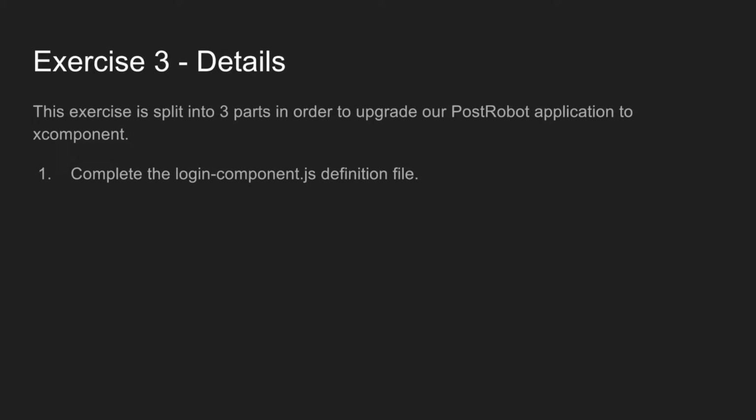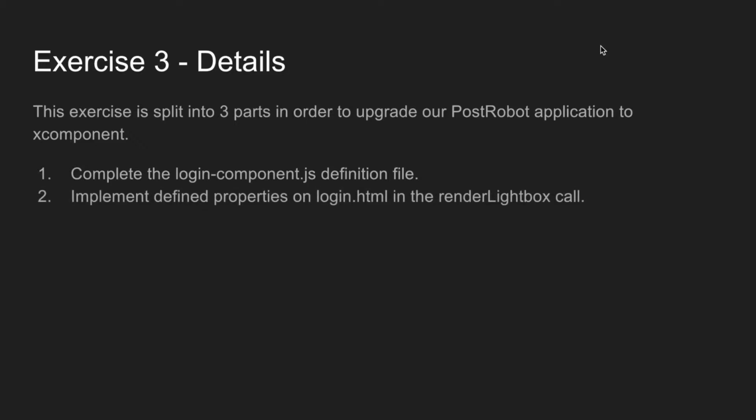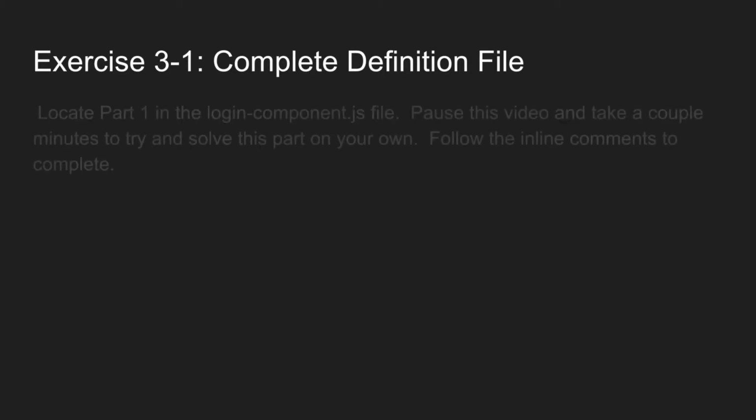First, we'll complete the logincomponent.js definition file. Remember, that's the file that is included on both the parent and the child. And we're going to implement the defined properties on the login.html and call the render lightbox. And then we are going to implement the 3 x properties on our login.html. All right, so part 1, let's complete the definition file.